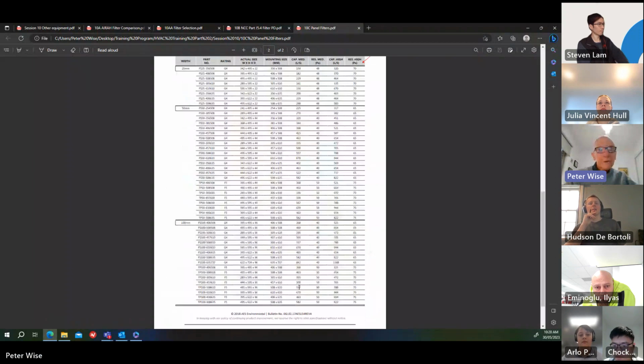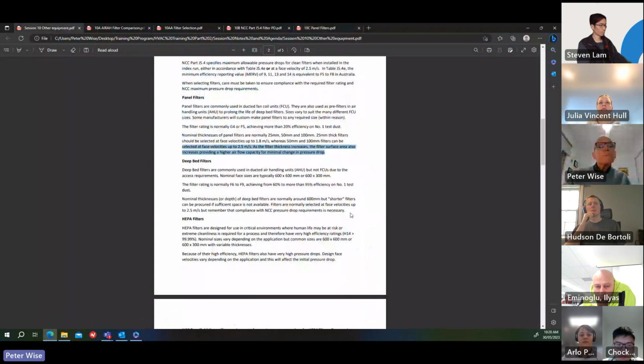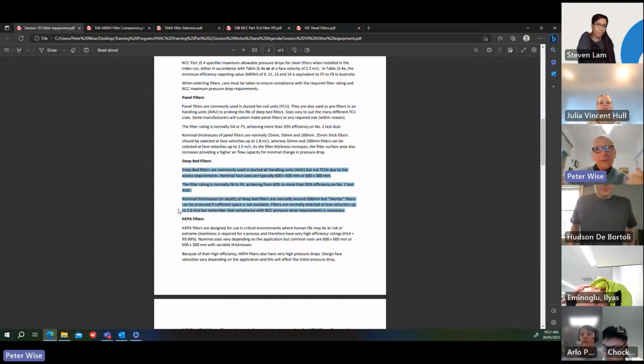So now we're going to talk about deep bed filters. Commonly used in ducted air handling units, but not fan coil units due to the access requirements. Deep bed filters are normally pulled out horizontally from the back. So you've got to be able to get into the plenum to be able to get them out. So with an air handling unit, you have that plenum accessible so you can walk inside, or from the back, get the filters out. You can't do that with a fan coil unit, generally speaking. You can get them on slides, but they're very difficult to deal with for maintenance.